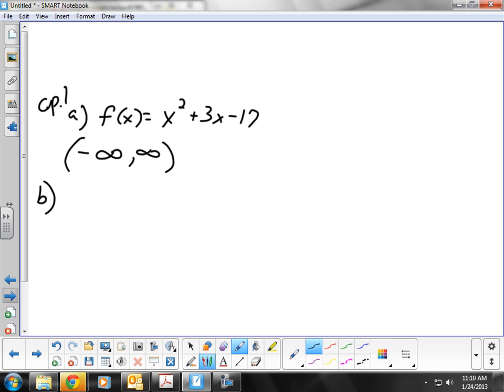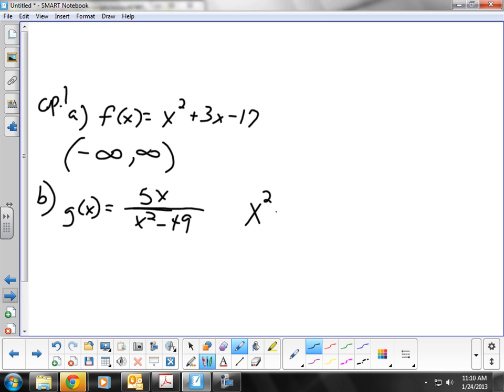Part B, g of x is equal to 5x over x squared minus 49. Now, can I have all real numbers? No, this is not all real numbers, right? There are some things that I cannot have. The things that make the denominator equal to 0. I didn't say 0, I said the denominator equal to 0.